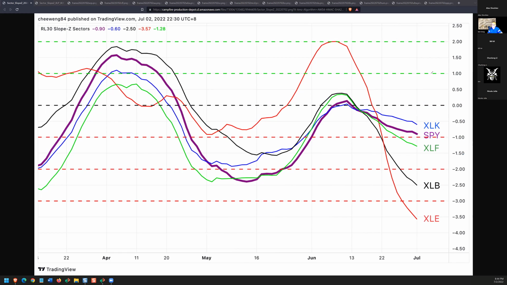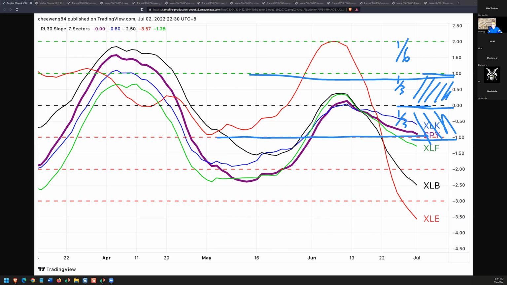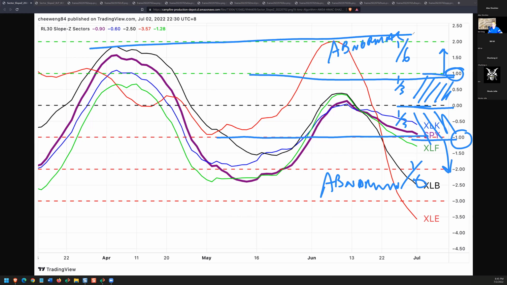And because these are Z-scores, you know that most of the data falls between +1 and -1. So about 2/3 of the time, that data is in that band right there, right? And only 1/6 of the time does it get beyond that. So anything more than plus or minus 1 becomes an abnormal condition. Abnormal compared to itself over the last 180 days. See, how unusual is it compared to its own history? So that's the basic idea, is to find where the strong and weak sectors are.